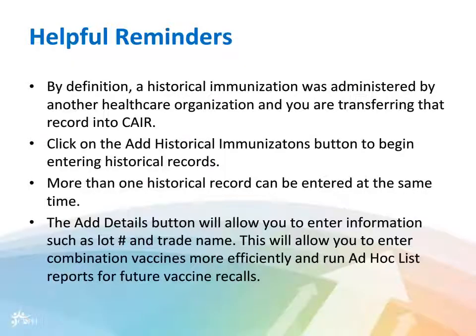Helpful reminders. By definition, a historical immunization was administered by another healthcare organization and you are transferring that record into CAIR. Click on the Add Historical Immunizations button to begin entering historical records. More than one historical record can be entered at the same time. The Add Details button will allow you to enter information such as a lot number and trade name. This will allow you to enter combination vaccines more efficiently and run ad hoc list reports for future vaccine recalls.